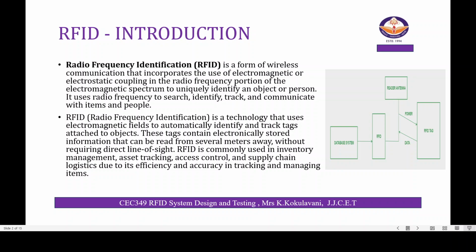Here is the block diagram for an RFID system. First of all, we will have a reader antenna and an RFID tag. The reader antenna signals will be RF or radio frequency signals, which read the data and send it to a database system, which will be maintained as a server-based data system.